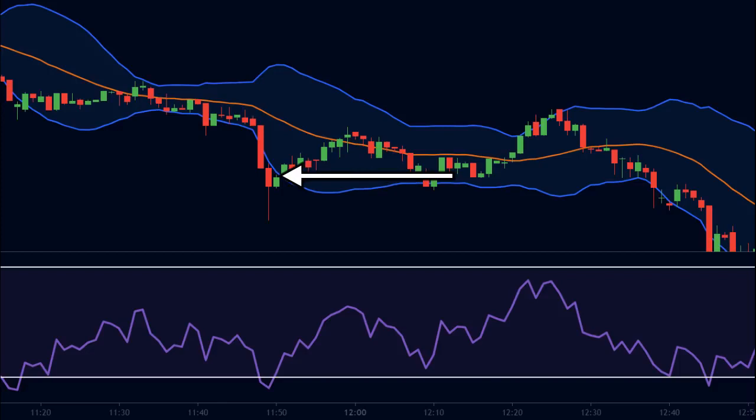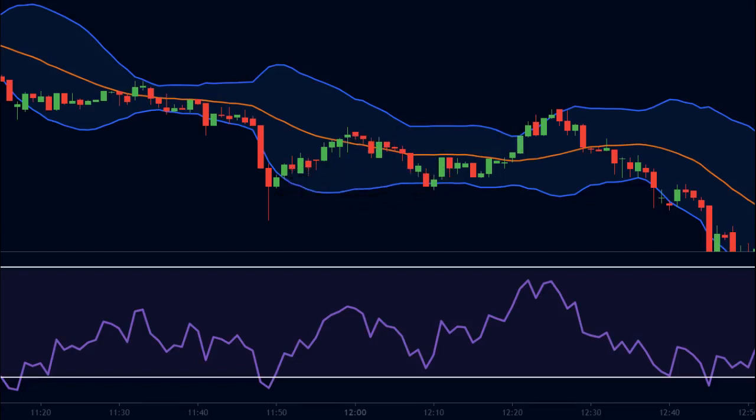As you can see, the next candle triggers our entry. We will keep our stop loss below the lower band, and we will exit when the price touches the central Bollinger Band. As you can see, we made good profits on this trade.